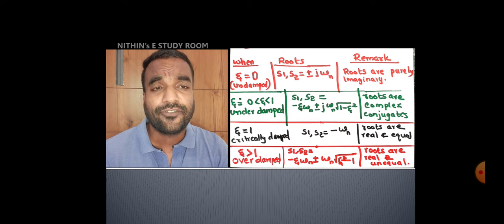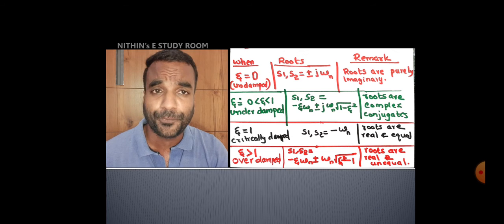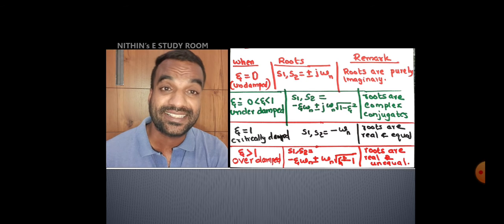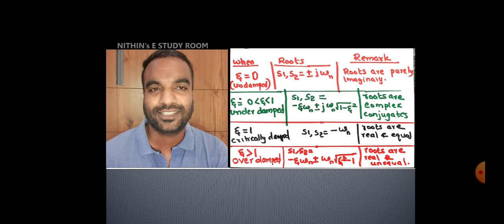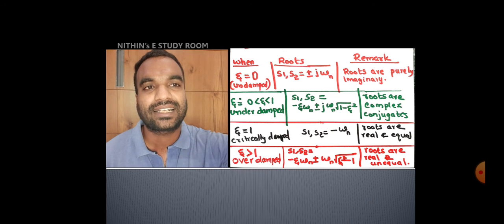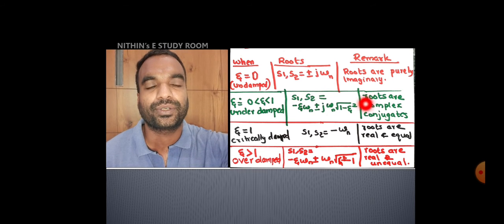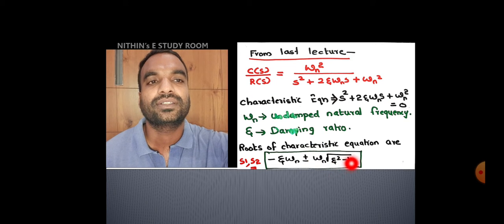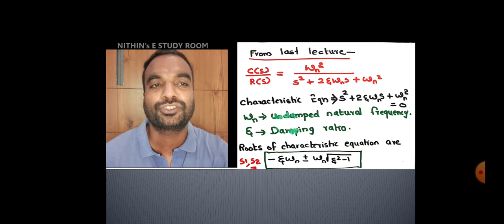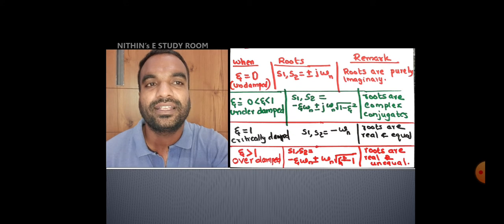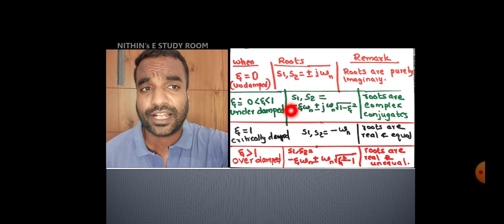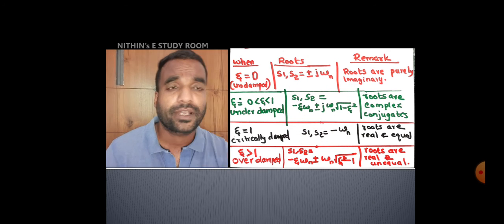And next condition, if underdamped, eta's value is less than 1 and greater than 0. In such a case, S1 and S2 are minus eta omega n plus or minus j omega n root 1 minus eta square. It is not exactly the same as the quadratic solution equation, because here a j additionally came. What was the previous equation? j is not there. But if you are applying eta in the specific range, then you will get the solution as this. If you want the derivation, you can refer to lecture number 14. It is there. Okay, anyhow.